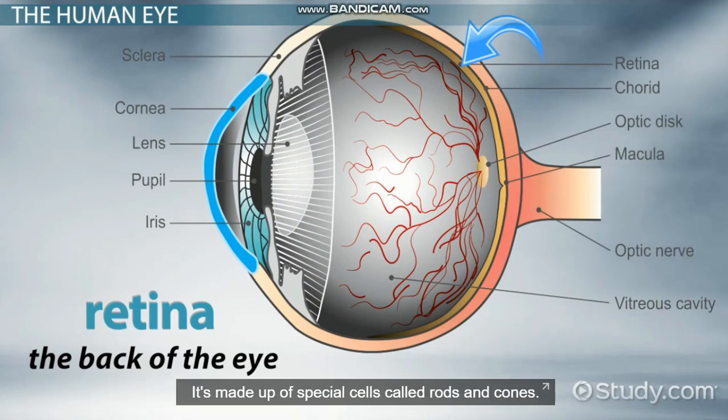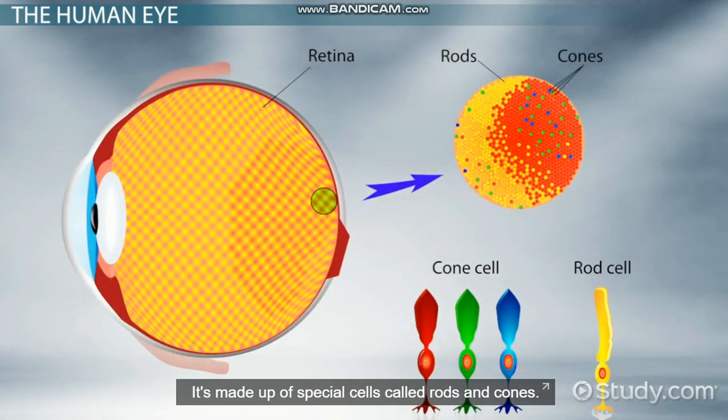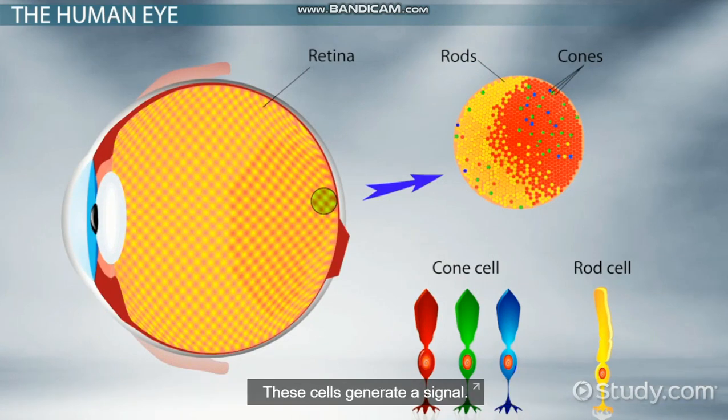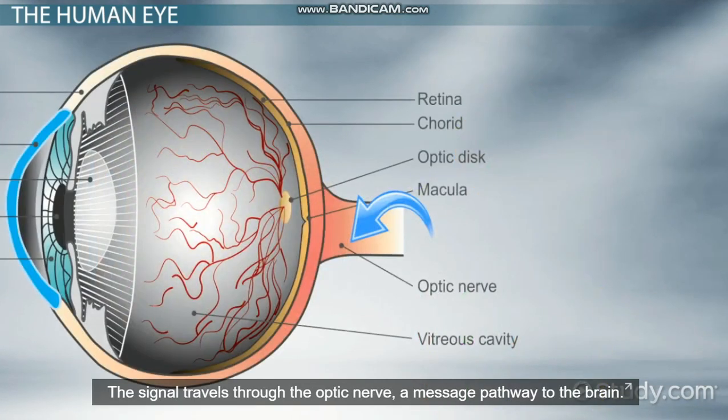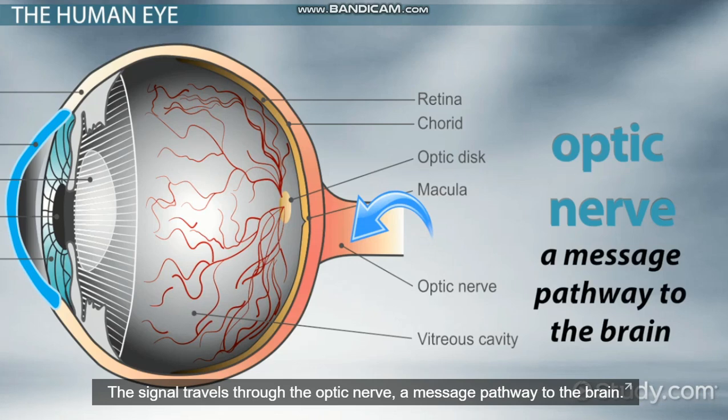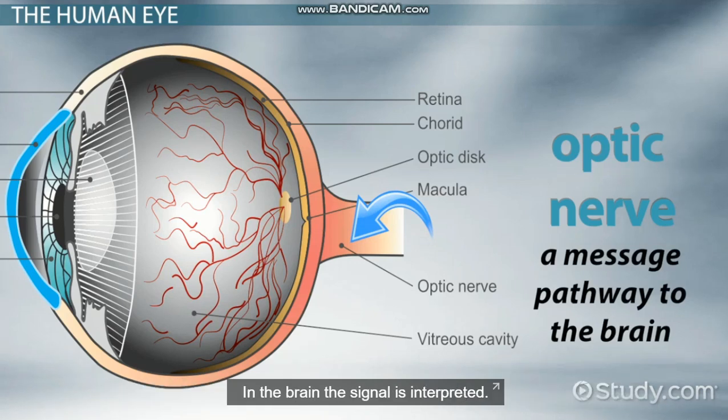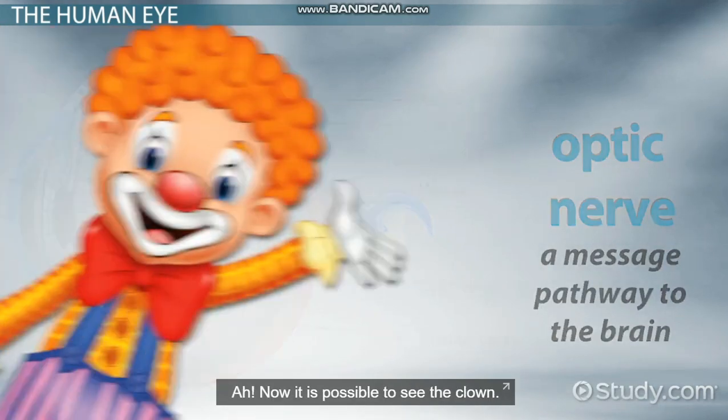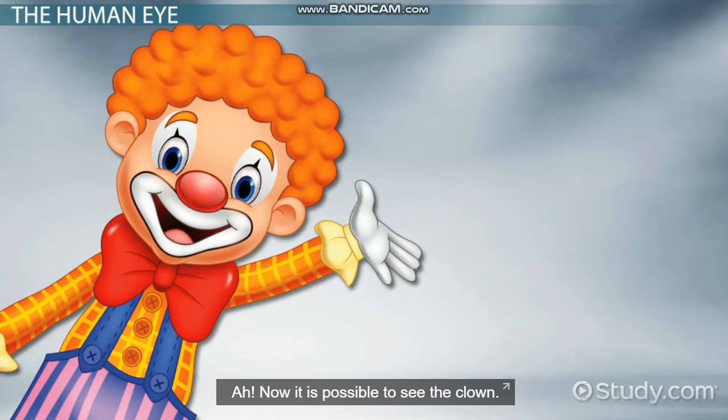It's made up of special cells called rods and cones. These cells generate a signal. The signal travels through the optic nerve, a message pathway to the brain. In the brain, the signal is interpreted. Now it's possible to see the clown.